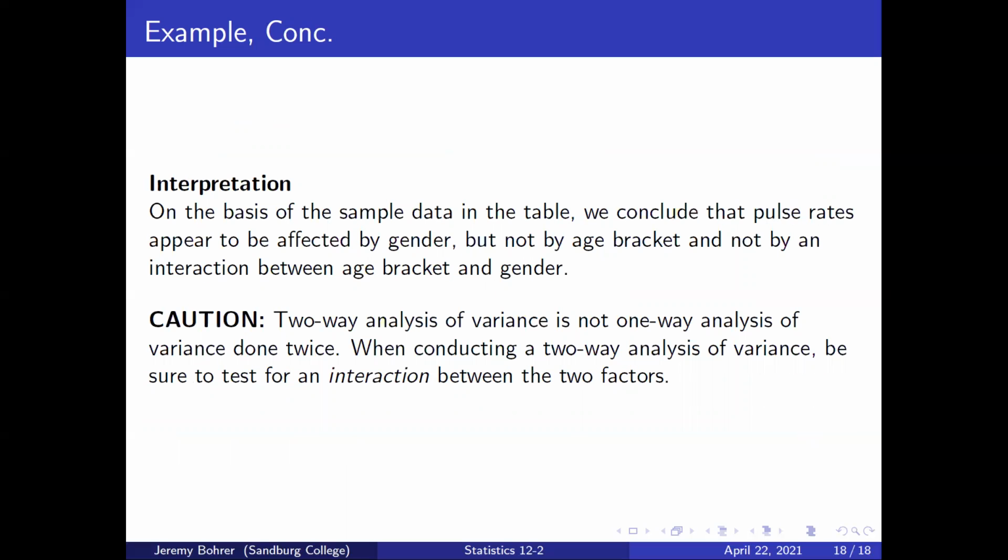Interpretation: on the basis of the sample data in the table, we conclude that pulse rates appear to be affected by gender, but not by age bracket and not by an interaction between age bracket and gender. Caution: two-way analysis of variance is not one-way analysis of variance done twice. When conducting a two-way analysis of variance, be sure to test for an interaction between the two factors.